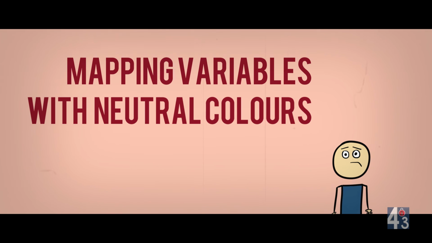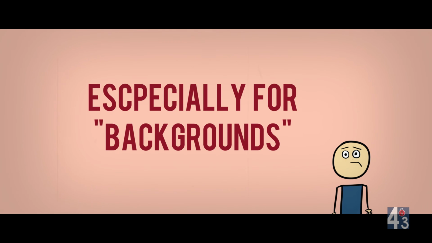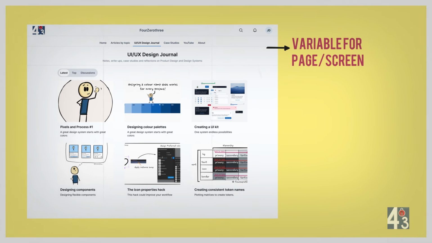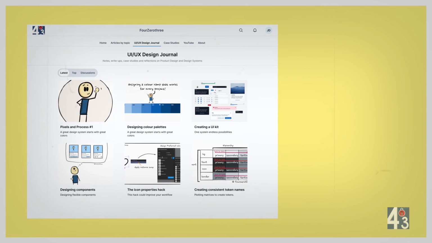Mapping variables with neutral colors is where things get a little tricky, especially for the backgrounds. Rather than have a common name for BG across all my neutral colors, I want to differentiate between pages or screens, housing the components, and the components themselves. What do I mean? Let's take this example.